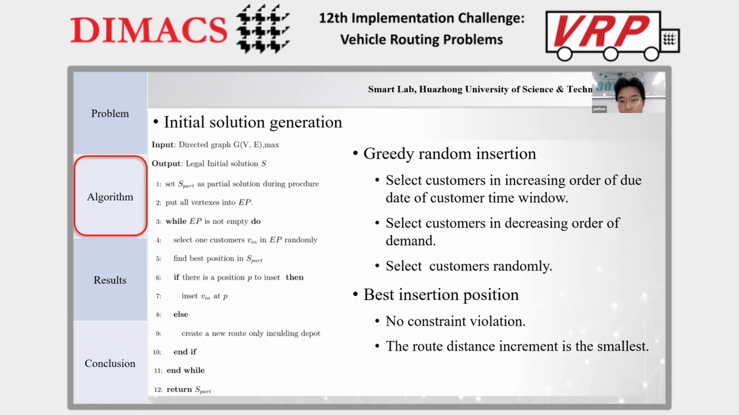Let me introduce the initial procedure. The output of the initial procedure is a feasible solution, and the number of routes will not be very large. We use a set called the ejection pool. The EP is used to store the set of customers not currently being served. Put all customers into the EP, then select a customer from the EP according to different rules, such as increasing order of due date, decreasing order of demand, and random. Choose a suitable location to place the customer into the partial solution. If there is no suitable position for the customer to insert, we will create a new route.